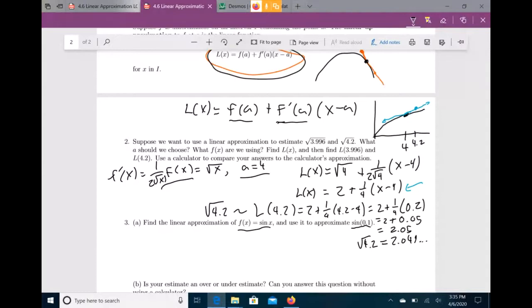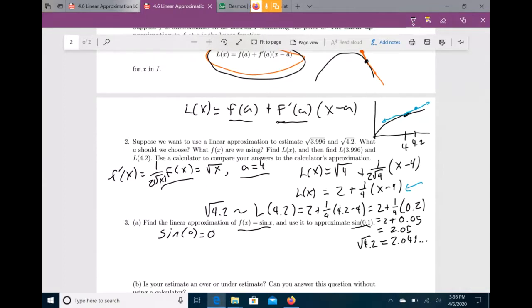You could probably guess what function we'll use. We'll use sine of x, since I'm trying to approximate sine of 0.1. What value should we use? What point should we use? The point you're using should be something that you know how to evaluate. Right, 0. I know how to evaluate sine of 0, and I don't necessarily need to plug that into a calculator. It's a known value. Sine of 0 is 0, so that will be my base point for approximating.